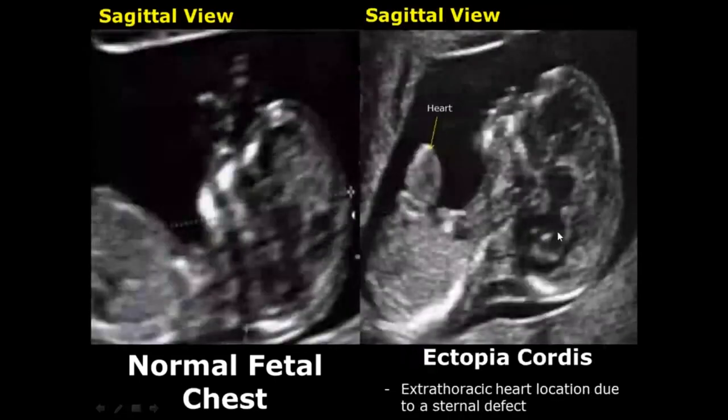Ectopia cordis refers to the extrathoracic location of the heart. The heart will be outside the thoracic cavity because of a sternal defect. Here you can see in this sagittal view, the heart is located outside the chest.